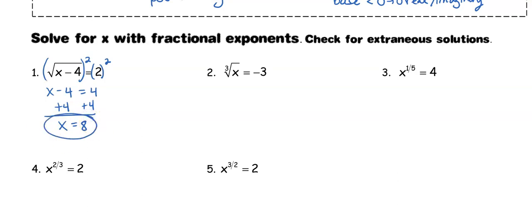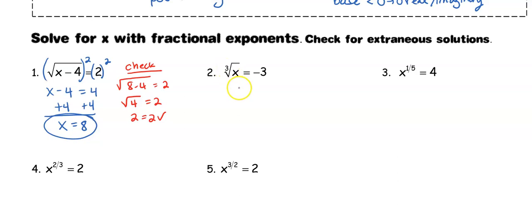We do want to check for extraneous solutions. We want to make sure that it's always going to work. So I plug my answer back in, because when we have these fractional exponents, we have these radicals. We have an extra little dimension of difficulty. So we've got the square root of 4. The square root of 4 is 2. 2 equals 2. We're good to go.